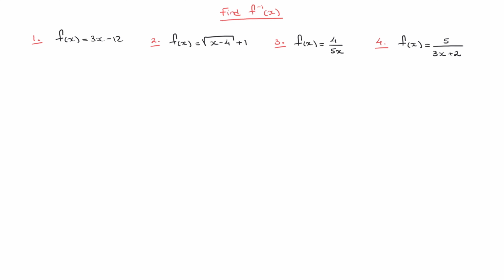The first function we have here is f of x, which equals 3x minus 12. And to find its inverse function, we can follow 2 steps. The first step, step 1, is to swap the x and the y's in this function.